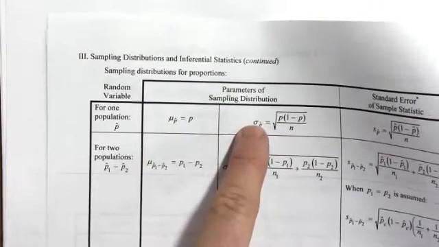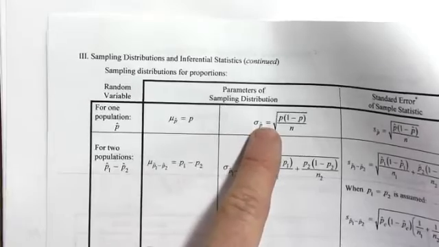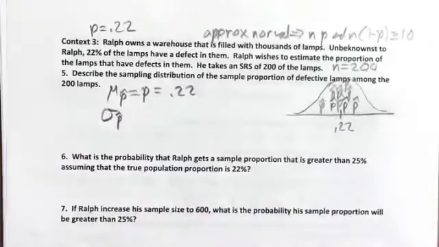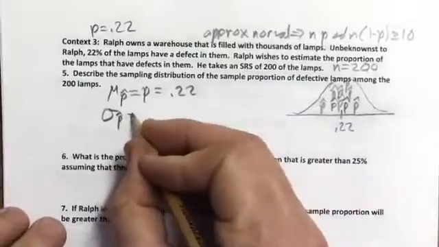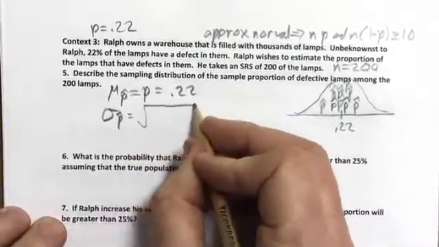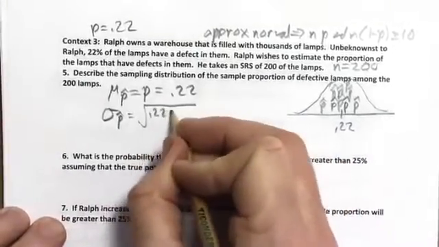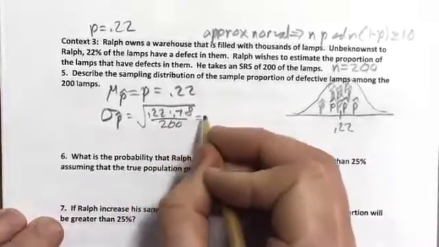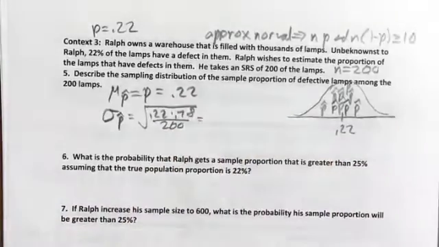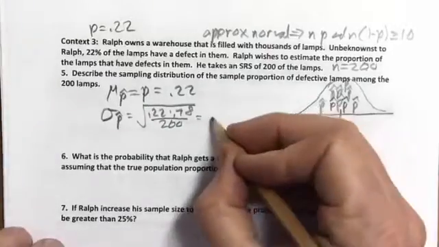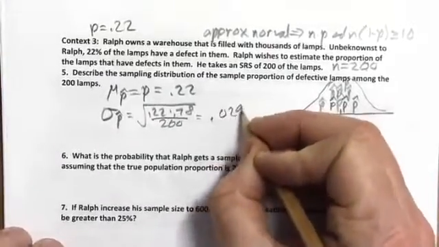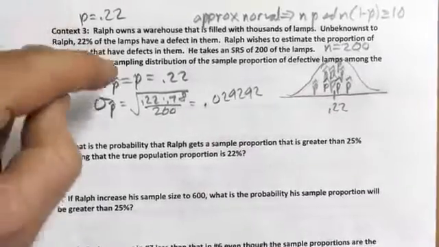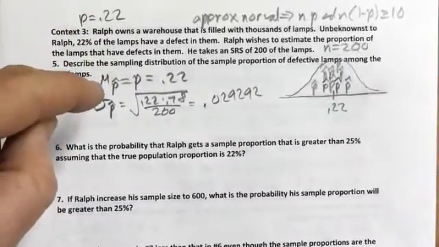The standard deviation, the sigma of the p hats, is equal to the square root of p times 1 minus p over n. The way that would play out here is the square root of 0.22 times 0.78 divided by 200. And that, in fact, is equal to, according to my records, 0.029292. I like that. And so that takes care of the center, that takes care of the spread.